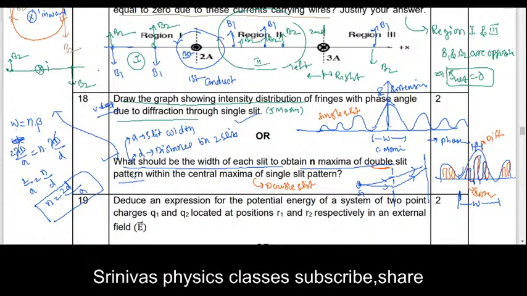Okay, what are they asking in the question? What should be the width of each slit? Each slit width means small a, they are asking. From this you find the small a. From this what will you get for small a? 2d by n you will get. Completed. N maxima are formed in that.